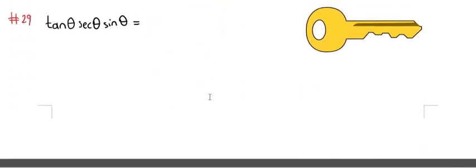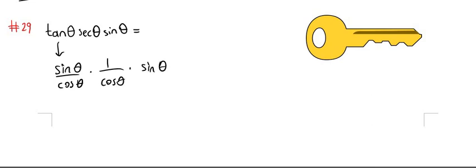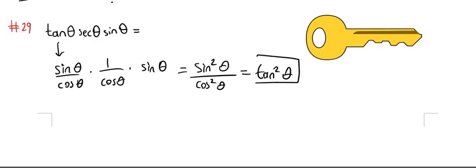Problem number 29. We have tangent theta times secant theta times sine theta. Let's rewrite everything in terms of sine and cosine. We know that tangent is sine over cosine. We know that secant is 1 over cosine. And we have sine theta here. So multiply sine theta times sine theta on top is sine squared theta. Cosine theta times cosine theta is cosine squared theta. Sine squared theta divided by cosine squared theta is tangent squared theta. That's our final answer.